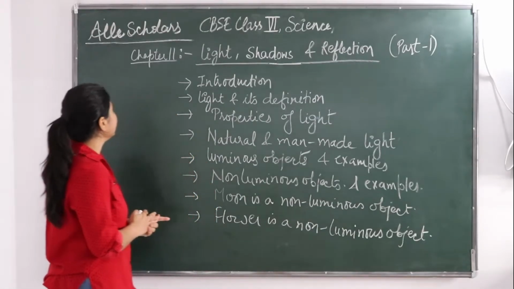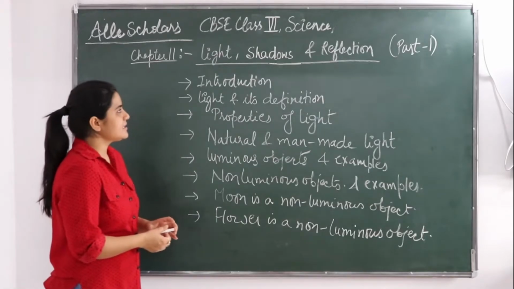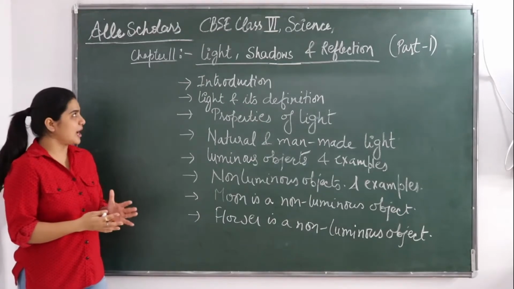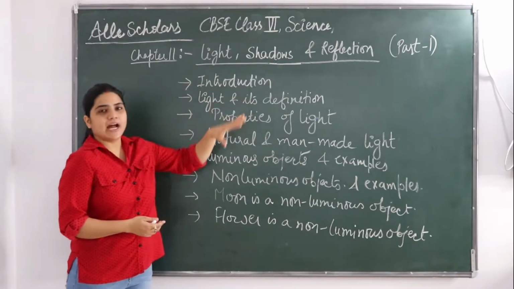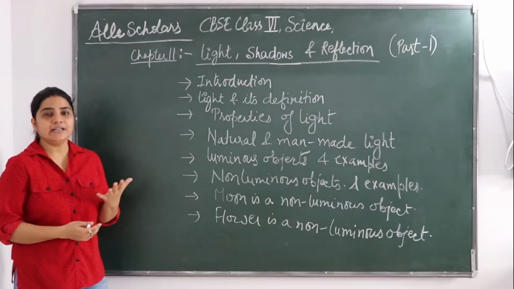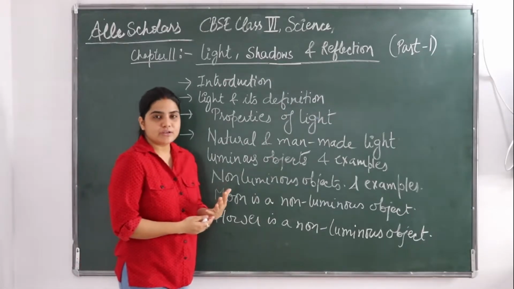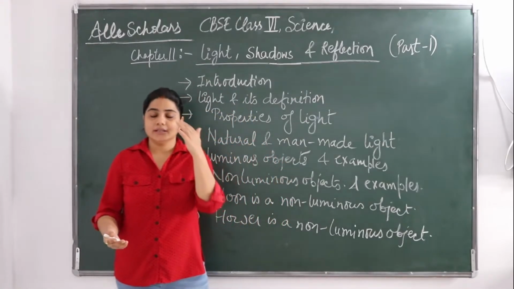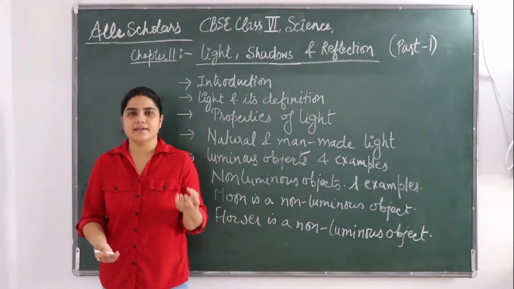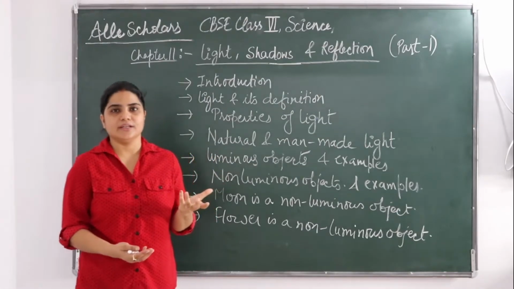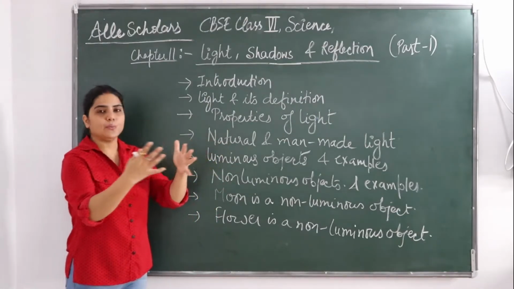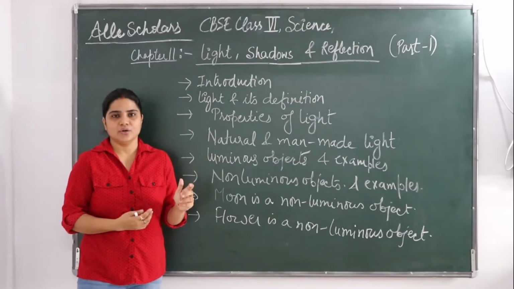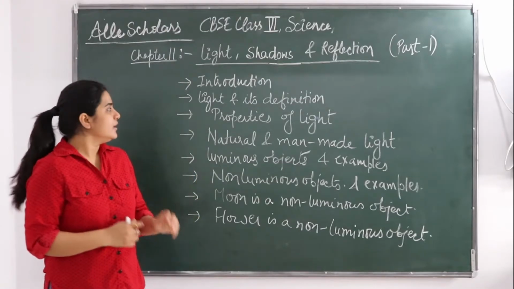So today I will be taking chapter 11 from class 6 science. This is the part 1 of chapter 11 and this is a very interesting chapter: light, shadows and reflection. You all must be curious to know about the light which we are using. The light which comes to our eyes, from where does it come, and what makes us see objects? Okay, how can we see?